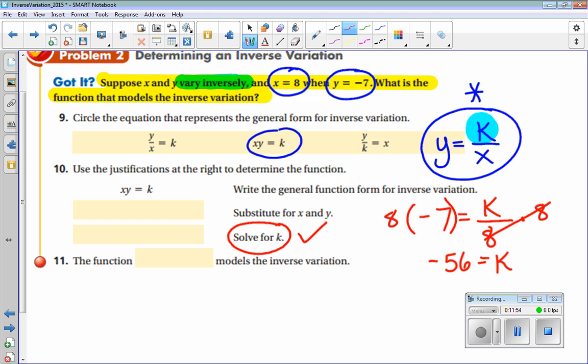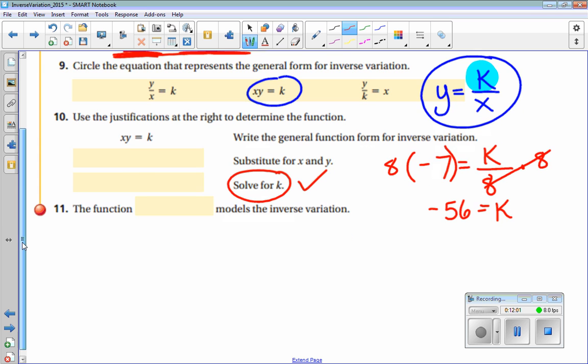And what the question says is find the model, which means an equation. So the equation is just going to be y equals -56 over x. All I did was solve for k. So y equals -56 over x. That's just the equation. Okay, that's the model. Once I have the model, I can be asked lots of questions. What's the value when x equals 4?